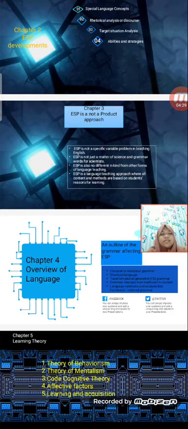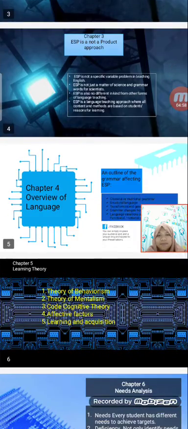ESP is not a specific variable problem in teaching English, and ESP is not just a matter of science and grammar words for scientists. ESP is also not different in kind from other forms of language teaching. ESP is a language teaching approach where all content and methods are based on students' reasons for learning.